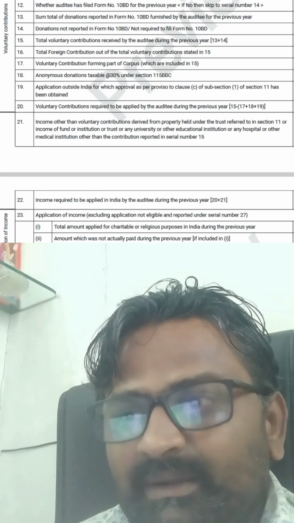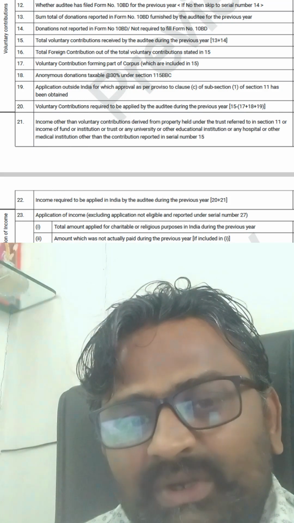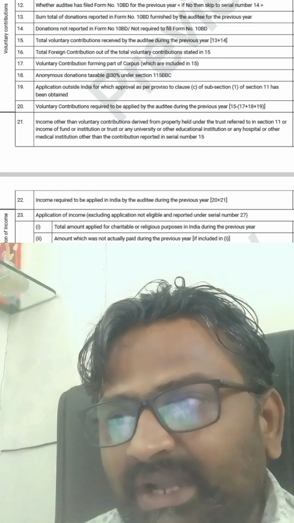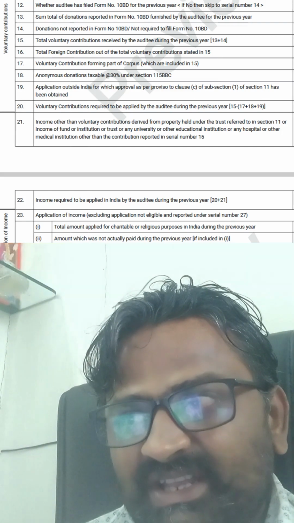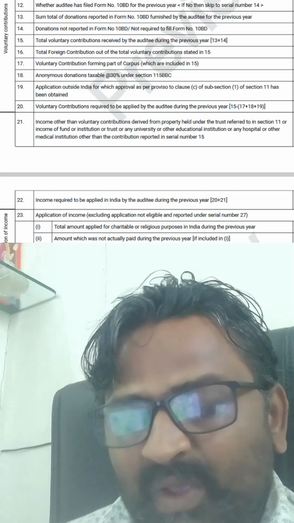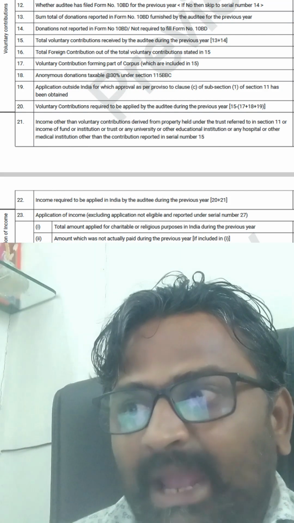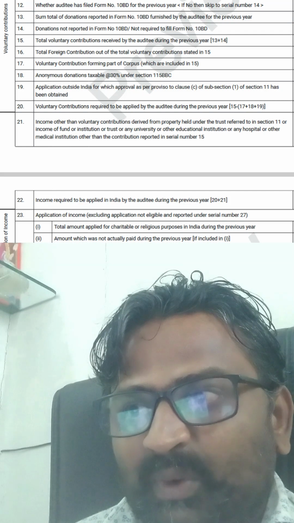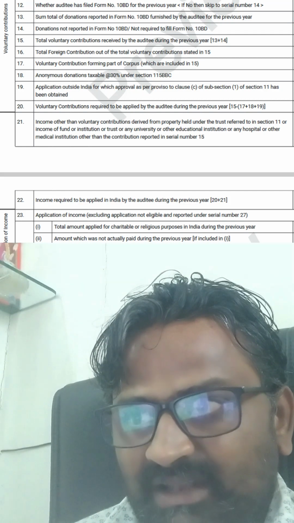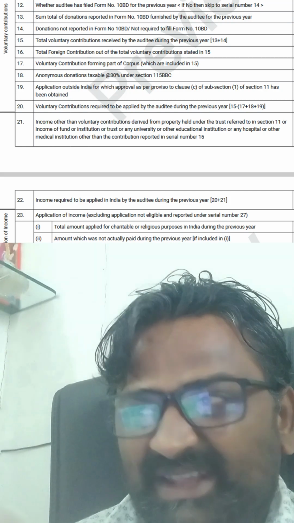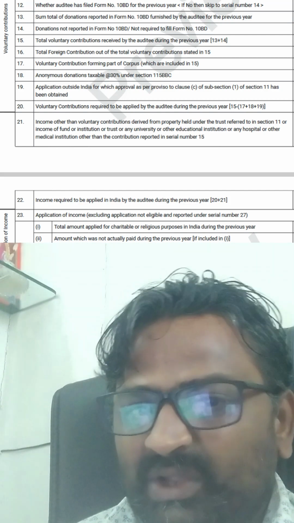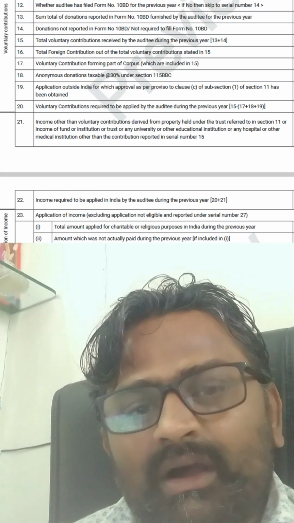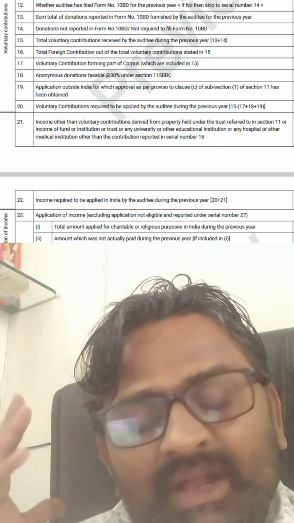And so all the totals need to be reported in that section. Then comes the application section, application of income. Excluding application not eligible and reported under serial 20, there are too many serials. So if you can see the report, you will get to know, and please read carefully.